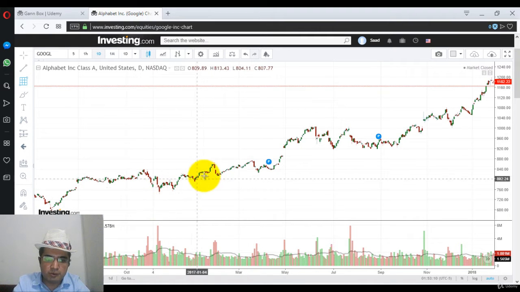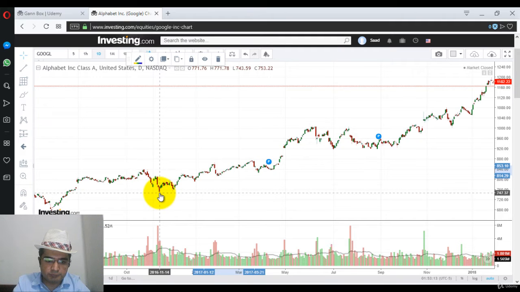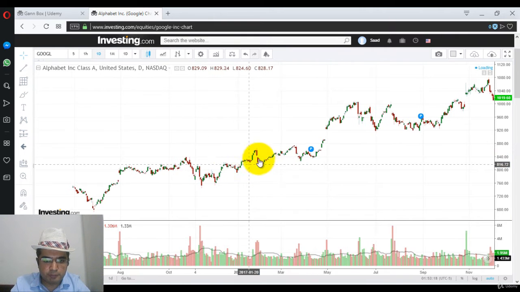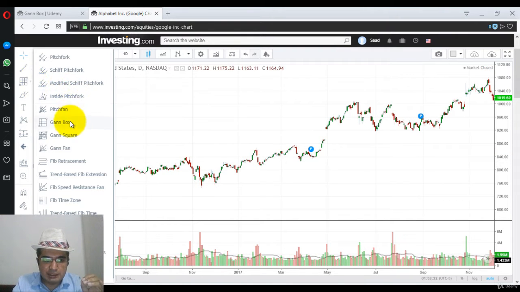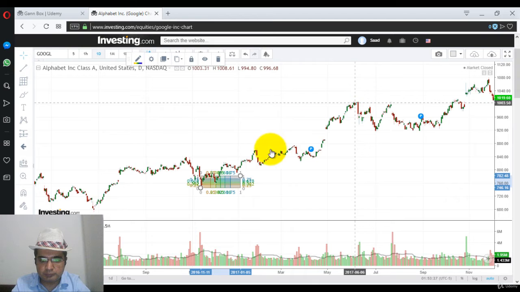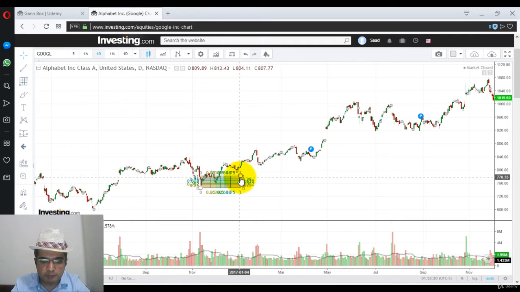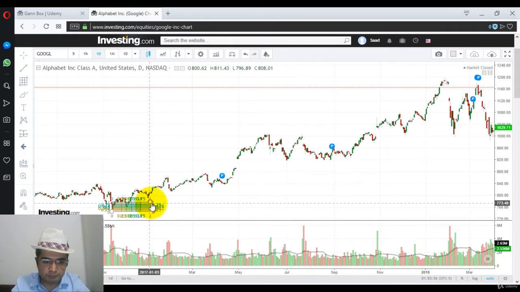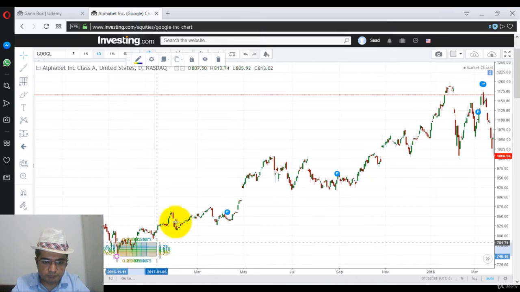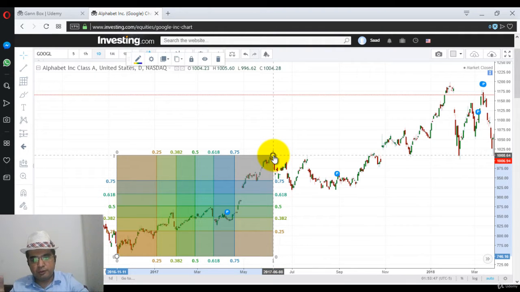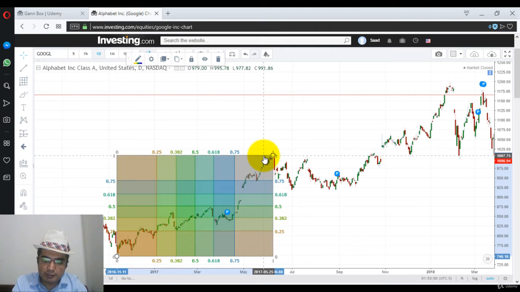Example, I'm taking this low. Wait a minute, it's not correctly copied, so I'm removing it. Now if you look at it closely, I'm selecting from November till June. So it's a long period, 7 months.